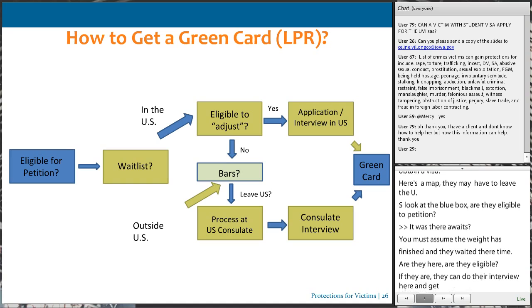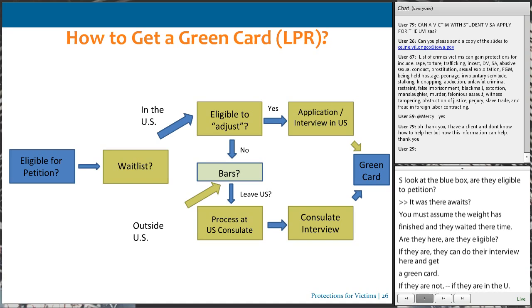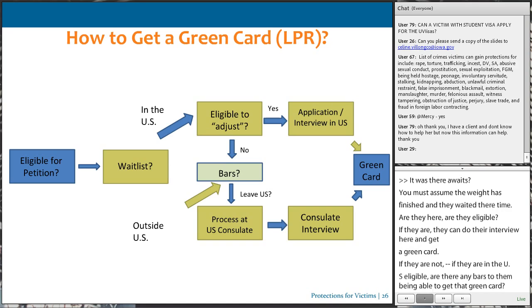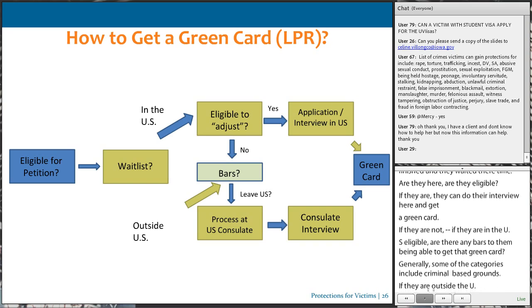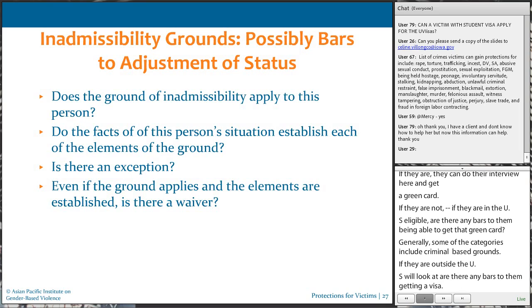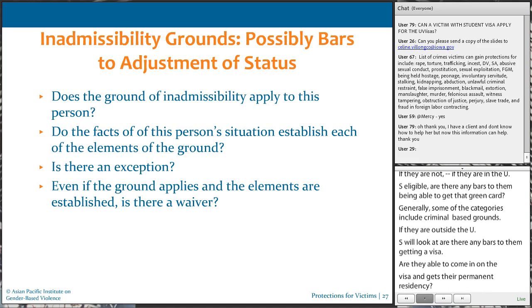And they are eligible to adjust status, are there any bars to them being able to get that green card? And so I'm going to talk about those in a minute, but generally some of the categories include criminal-based grounds, et cetera. Or if they're outside the U.S., they process on the consulate. And again, the consulate's going to look at, are there any bars to them getting a visa? And are they able to come in on the visa and get their permanent residency? So I'm going to talk about what some of those bars are to people adjusting status or getting a visa to come in.